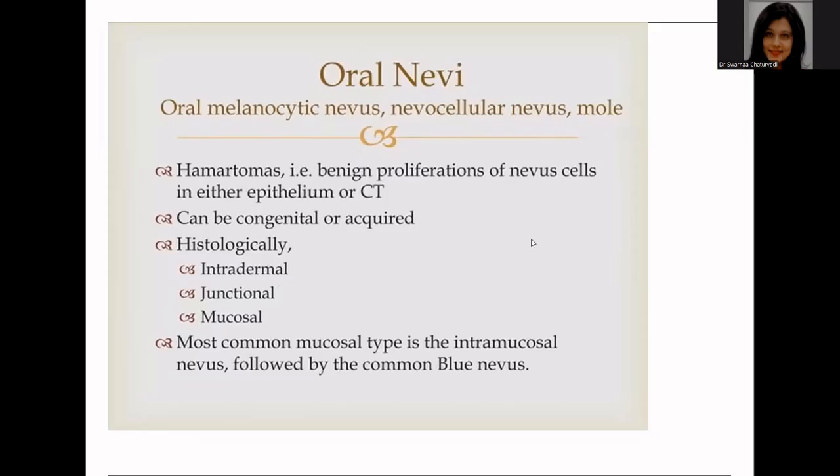Okay, so the next topic of discussion is oral nevi. These are also known as oral melanocytic nevus, nevocellular nevus, or simply mole. Now, these are hamartomas. What are hamartomas? Benign proliferations of nevus cells happening either in the epithelium or connective tissue. They can be congenital, that is, right from birth, or acquired. Histologically, they have been divided into intradermal, junctional, or compound variants.